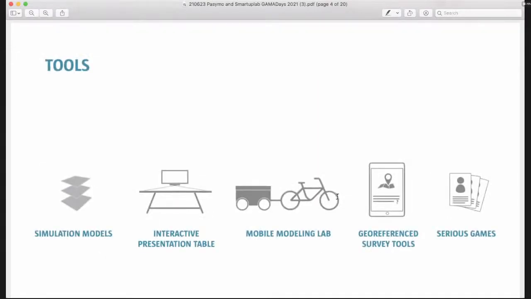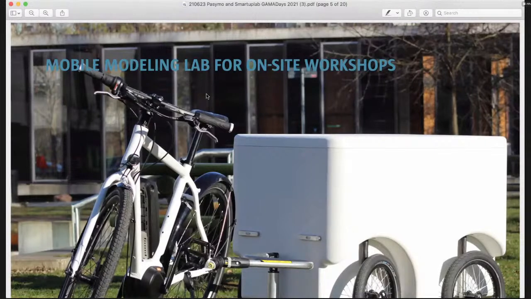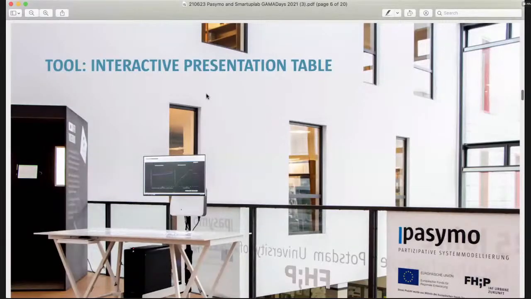So you'll be immediately seeing the Pasmio toolbox right here that comprises a growing library of simulation models, an interactive presentation table that constitutes, together with an e-bike and trailer, the mobile modeling lab, as well as the already mentioned georeferenced survey tool and serious games approaches. Conceived for being brought really to on-site modeling workshops in that bike trailer. The interactive presentation table we designed makes it possible to visualize Gama-based, agent-based models and have workshop participants interact with them, for example, to explore different scenarios.